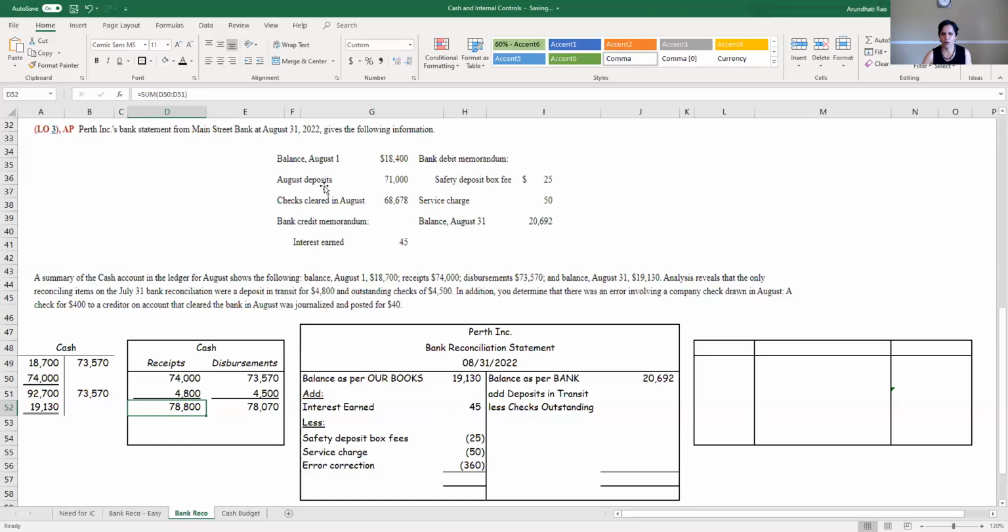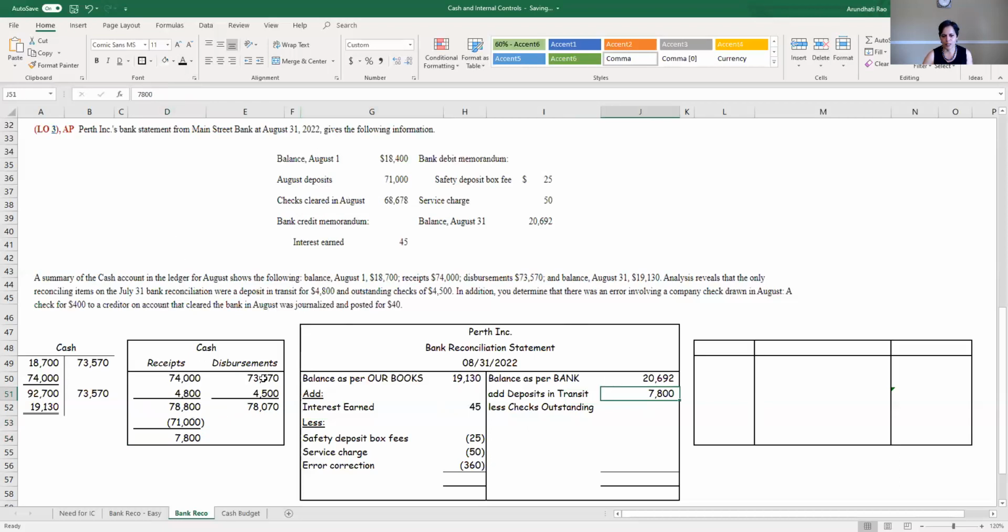What have they told me over here? In the month of August, 71,000 has cleared the bank. So what has not yet cleared the bank? 7,800. Now I don't know whether it's 4,800 from last month plus 3 from this month, or what the combination is. But what I know is I have 7,800 now that is deposits in transit. So that's the number I'm going to put over here, 7,800.